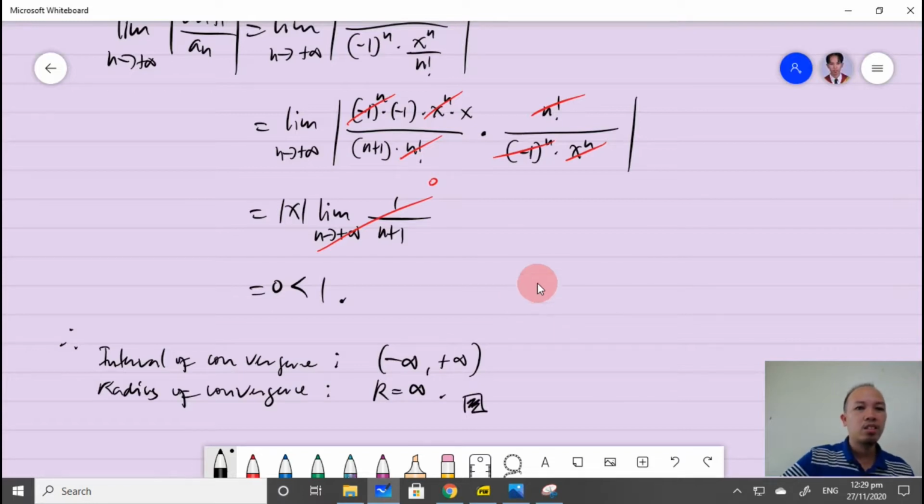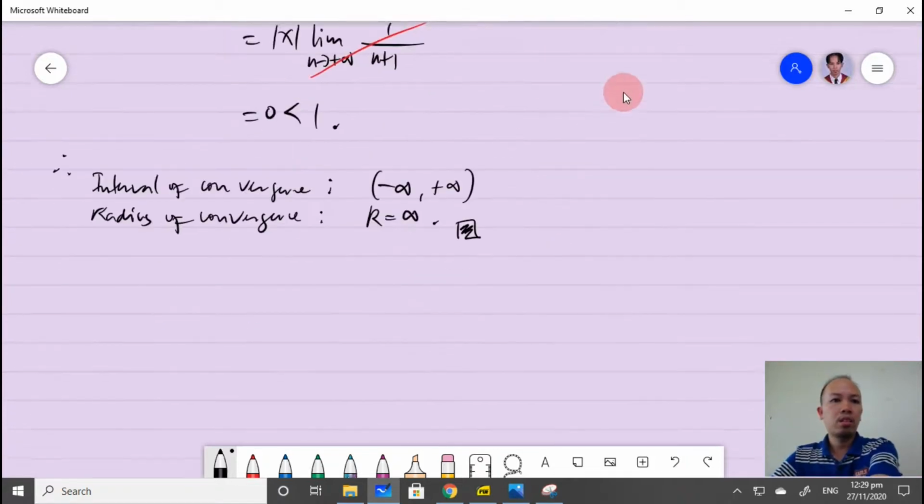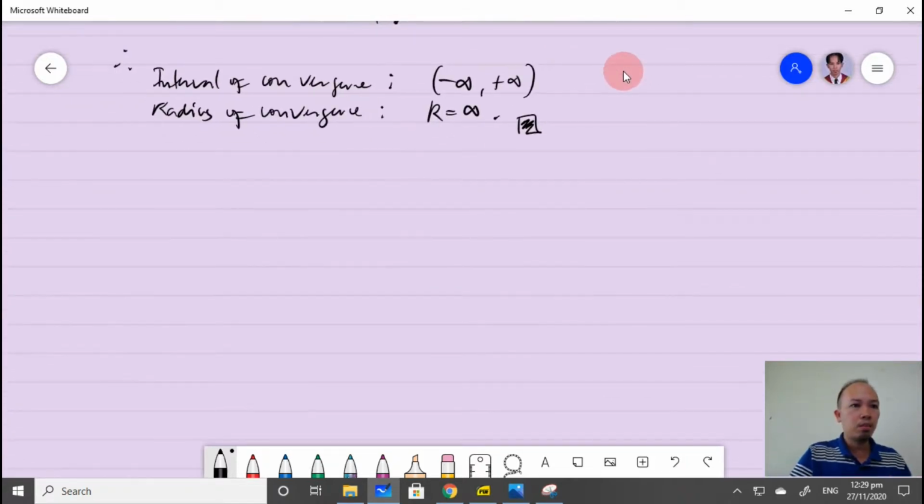Okay, so that's it. That's how you are going to apply the idea of differentiation and integration of power series. Maybe let's have now an example for integration. Let's have example number 4.